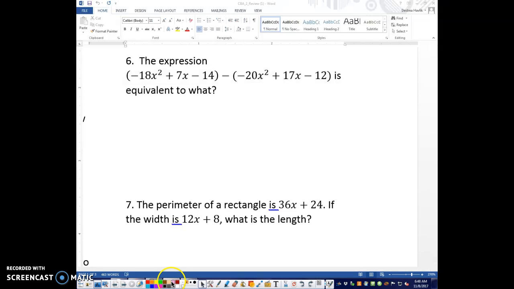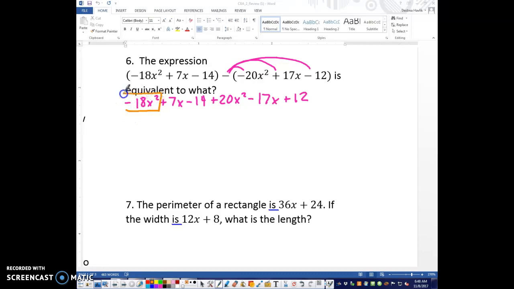So let's work it out. We've been doing a lot of combining like terms. So negative 18x squared plus 7x minus 14 plus 20x squared, because remember that negative changes all the signs, minus 17x plus 12. Now we just need to combine like terms, okay? If you did that part right, you should be able to get this part right.